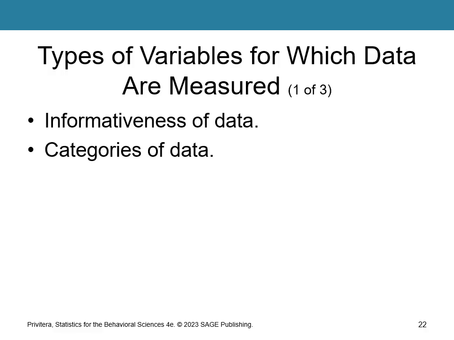Beyond scales of measurement, researchers also classify variables by whether they are continuous or discrete and whether they are quantitative or qualitative. We've covered scales of measurement, and now let's look at another way to classify variables. This classification helps us understand what kind of data we're working with and what analyses are appropriate. So there are two key distinctions. First, is the variable continuous or discrete? Second, is it quantitative or qualitative? So let's look at each of these distinctions.